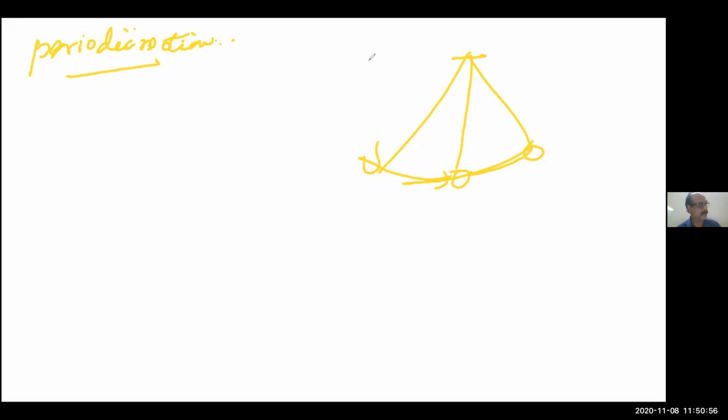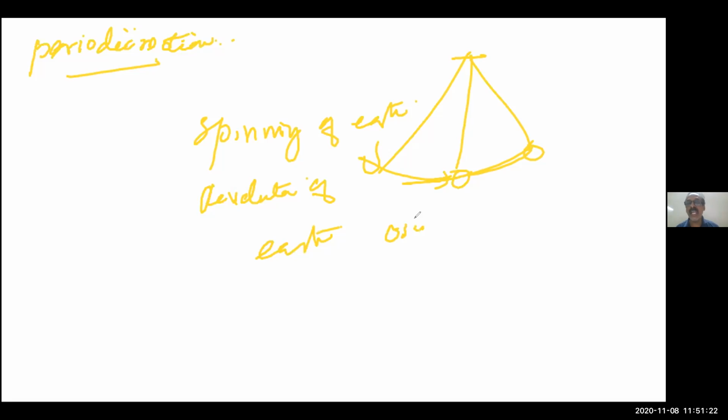Okay. This motion is called periodic motion. Example: spinning of earth, revolution of earth around the sun, oscillating pendulum. All these are happening in a fixed interval of time repeatedly.